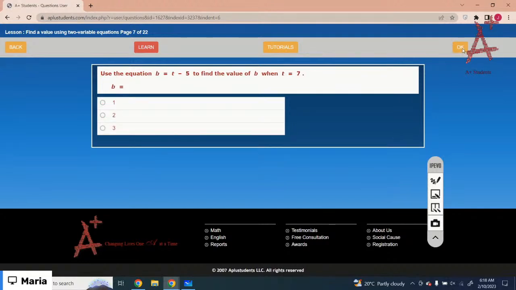Okay, the next one is use the equation b equals t minus 5. Find the value of the variable b when t equals 7. So simply replace the t with the value, which is 7. So it would be b equals 7 minus 5. So 7 minus 5 equals.